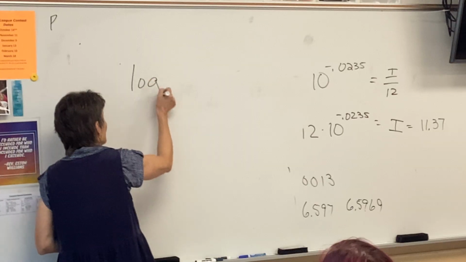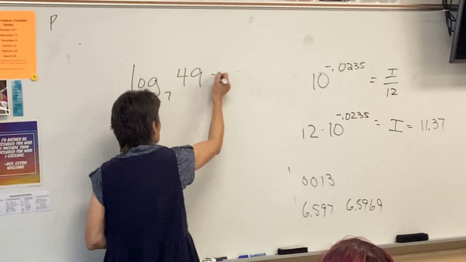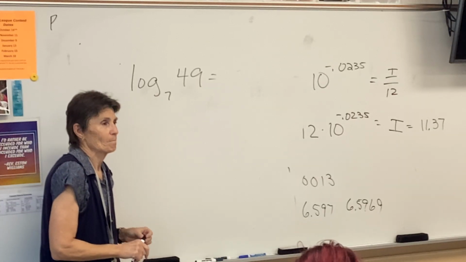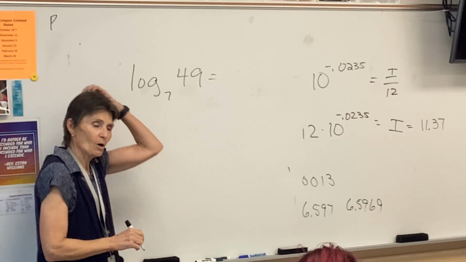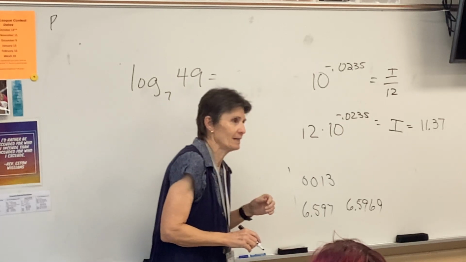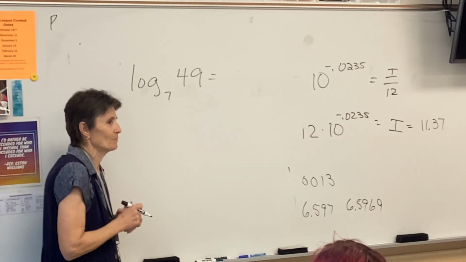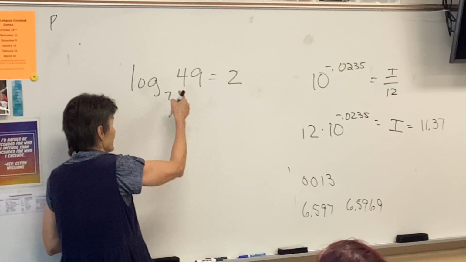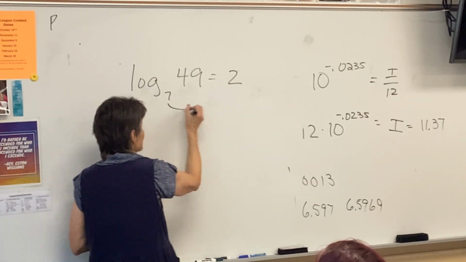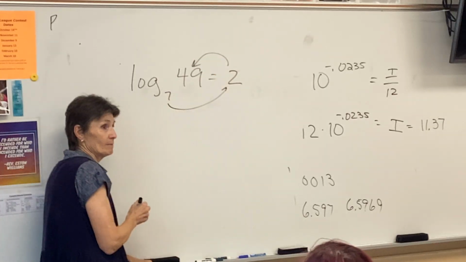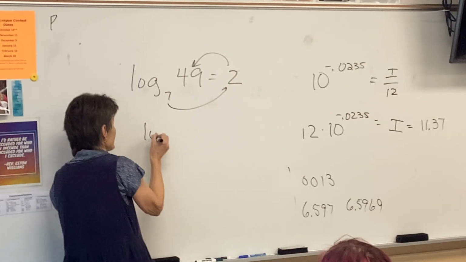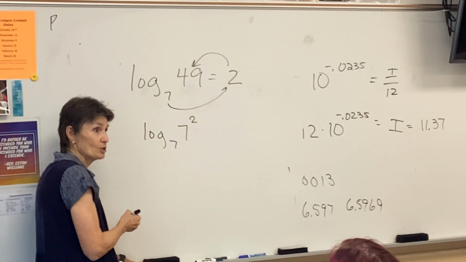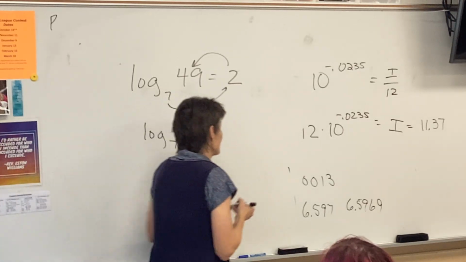Tell me about this. Log base 7 of 49. Can anybody tell me what that equals? 2. Oh, no calculator. Get off that calculator. This is a no calculator. 7 times 7 is 49. Why does it equal 2? Because, well, look, is 7 squared 49? Yes, ma'am. This is the log base 7 of 7 squared. Of course it is. That's an easy question.